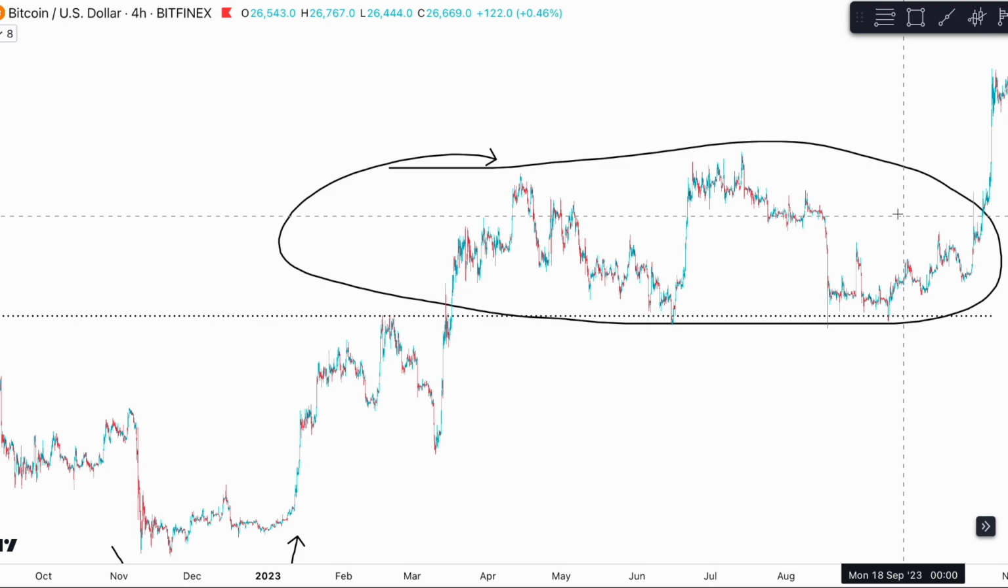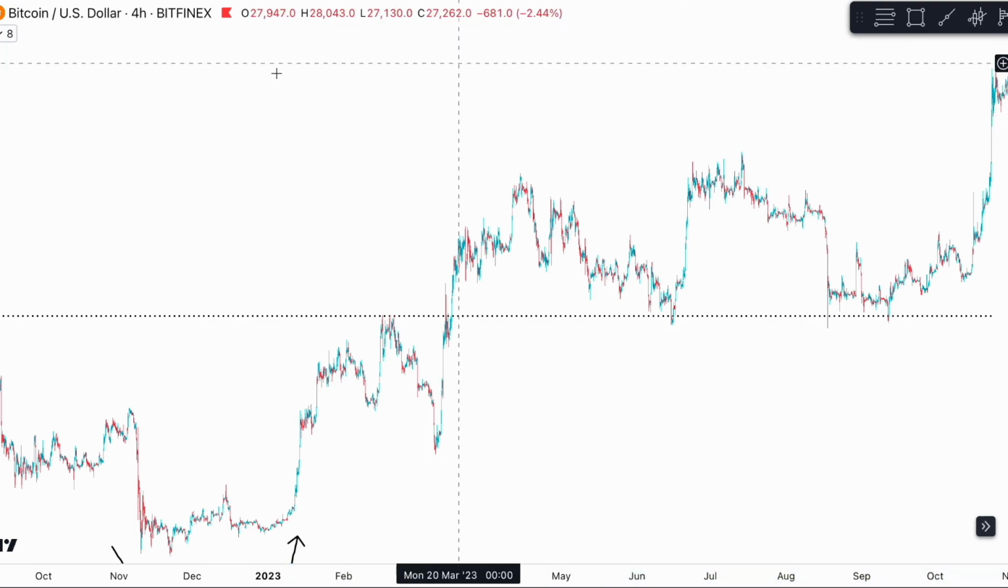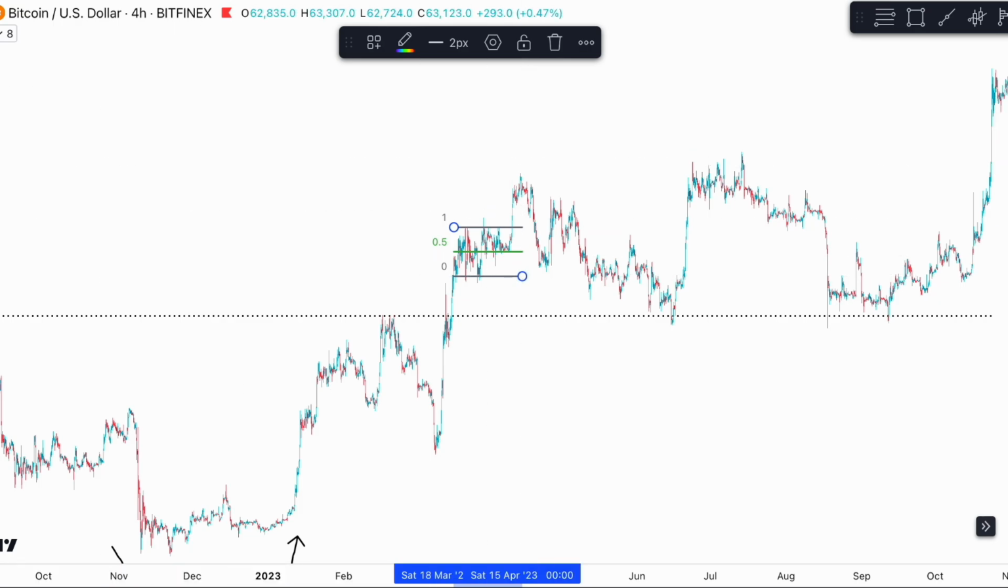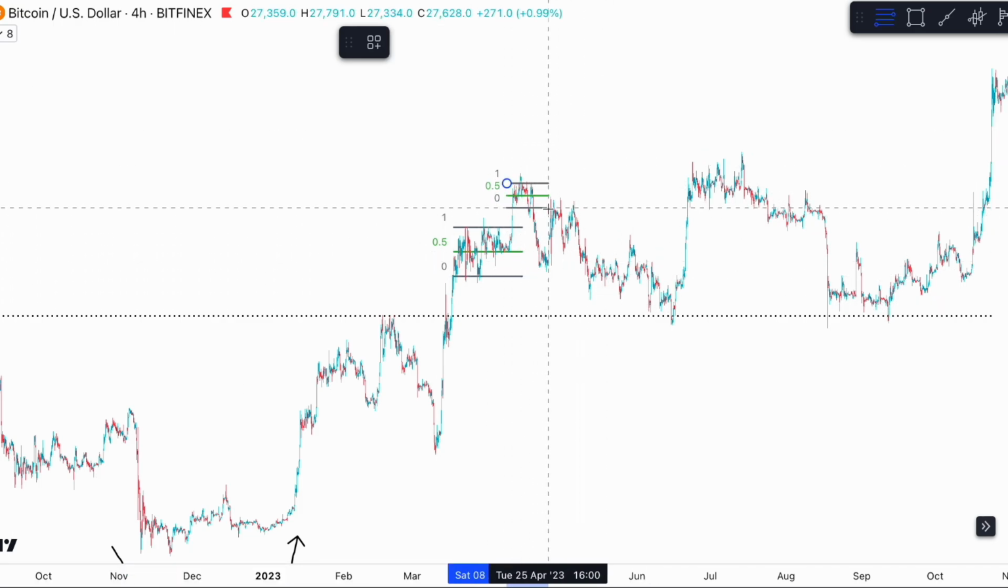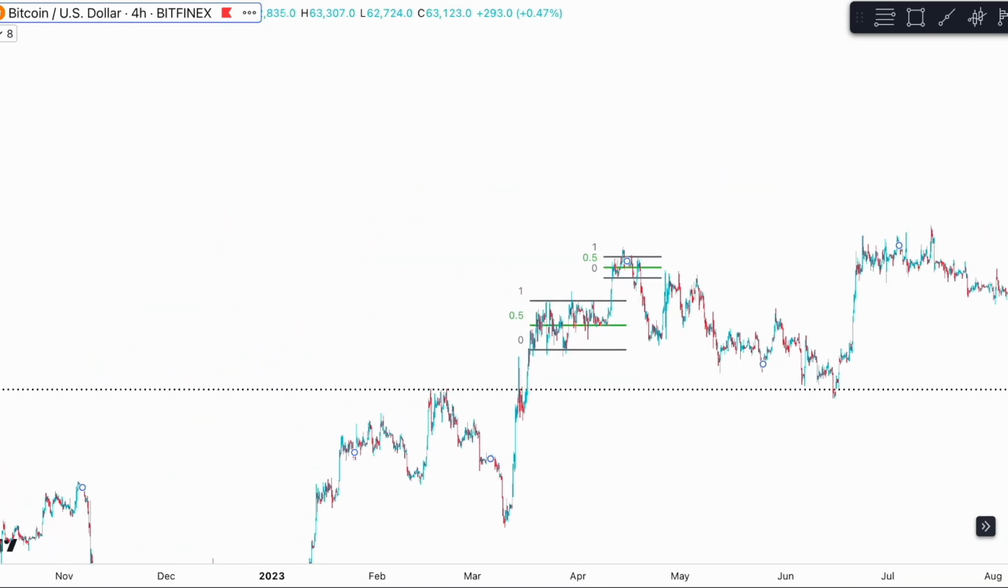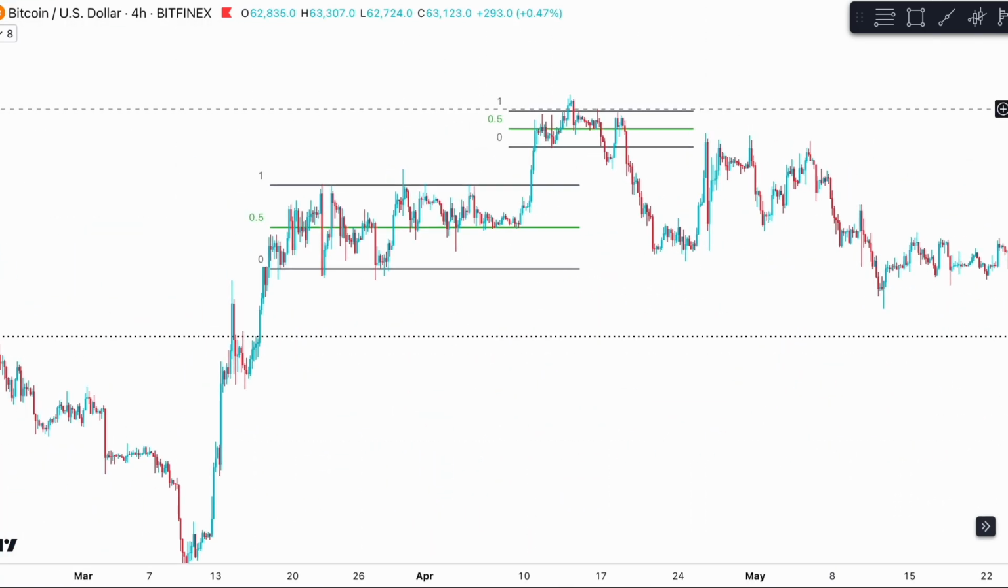Or you could see all of this as a range. What do I mean by that? You could see this as a range which broke up, then you can go ahead and see this as a range. Just to show you that I'm not bullshitting you, this actually makes sense, right? So if you see these things as a range on the lower time frame, this is the 4-hour time frame.